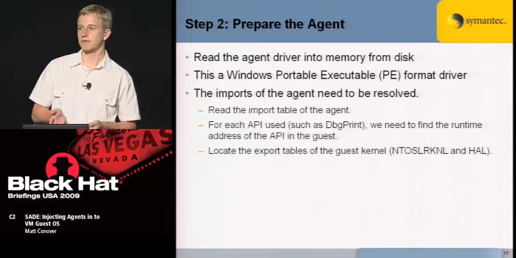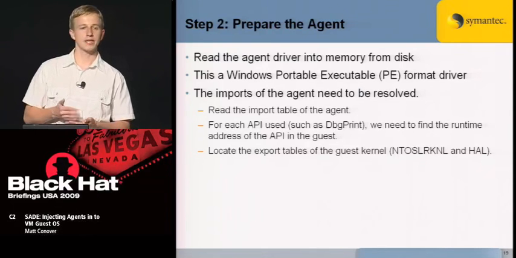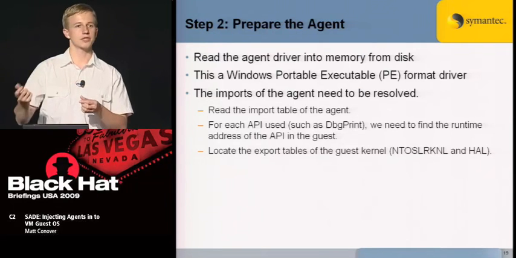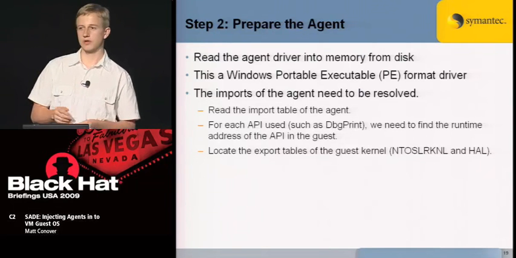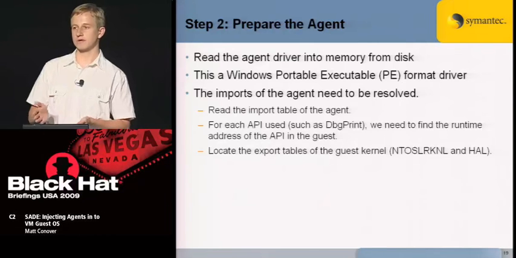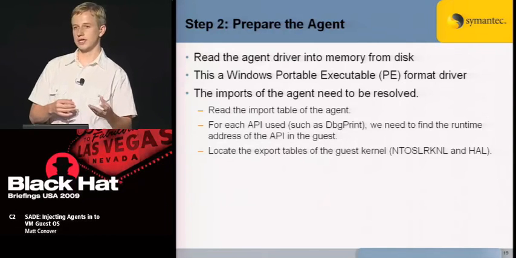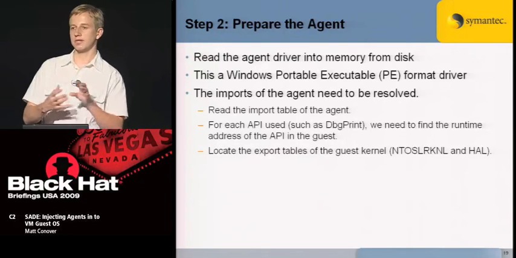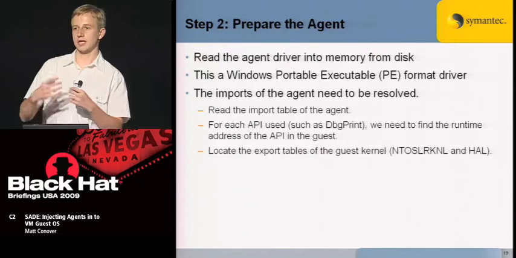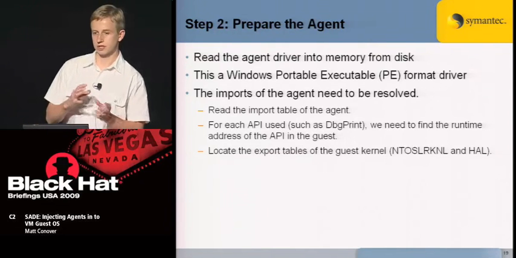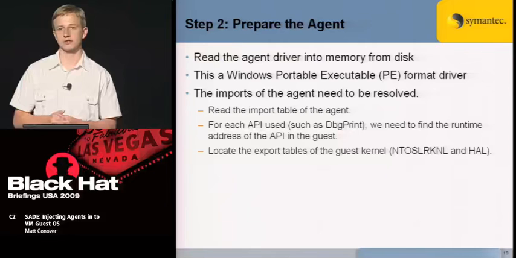Because, for example, if the agent is using the debug print API, we need to link that import with the address inside the user VM, right? So obviously, the address of the kernel in each user VM may be different. So whenever we want to inject an agent inside a particular VM, we need to line up the imports of the agent and the exports of the kernel from the user VM. So we need to link them so that our agent knows the correct addresses of the APIs.